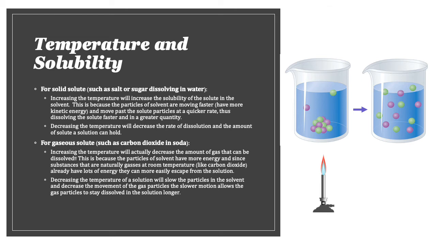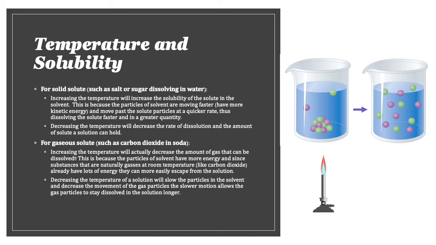The solvent has to hold a certain amount of that solute. So higher temperature water can hold more sugar than water at a lower temperature, and it can also dissolve that sugar faster. If we decrease the temperature of a solution or of a liquid, it's going to slow the rate at which that solute is dissolved.